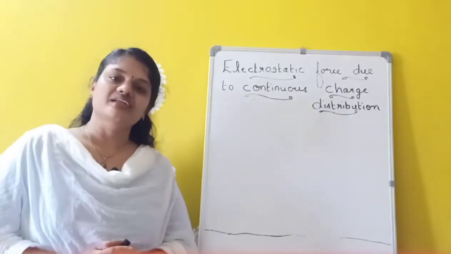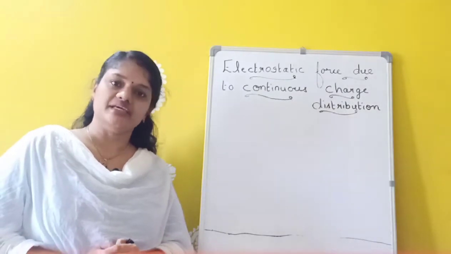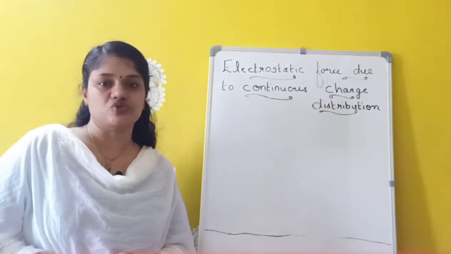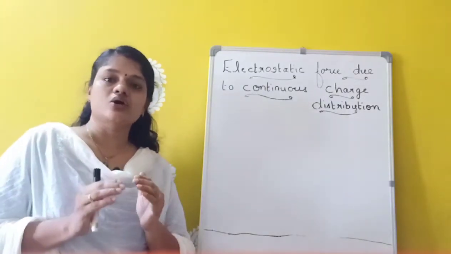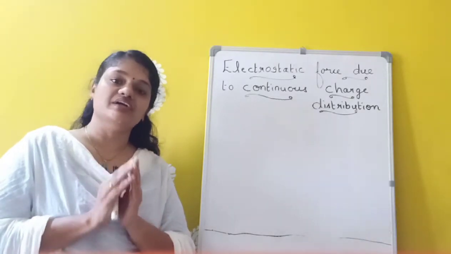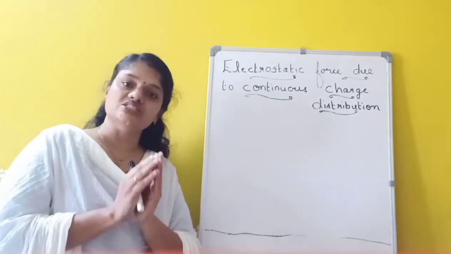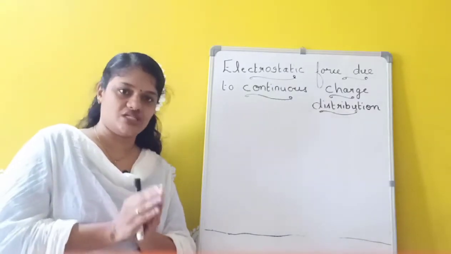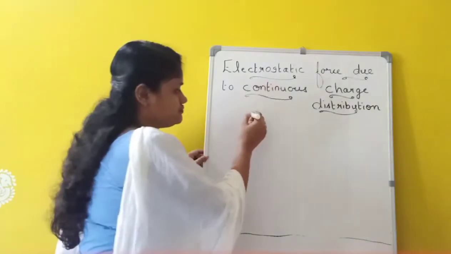Welcome children. In the last video we studied about electrostatic force between 2-point charges given by Coulomb's law, and today we are going to study about electrostatic force due to continuous charge distribution. The region or area in which charges are closely spaced is said to have a continuous charge distribution. And this continuous charge distribution we can classify into three categories.